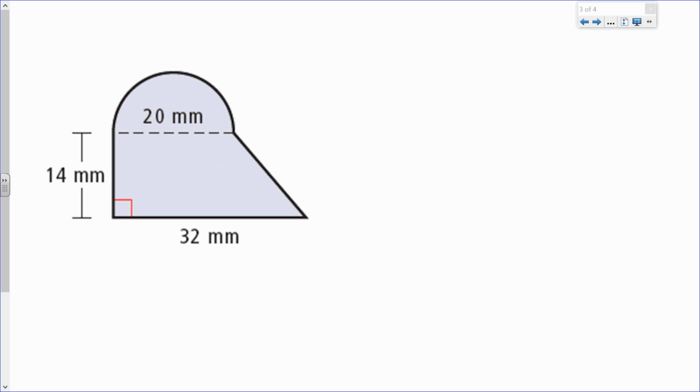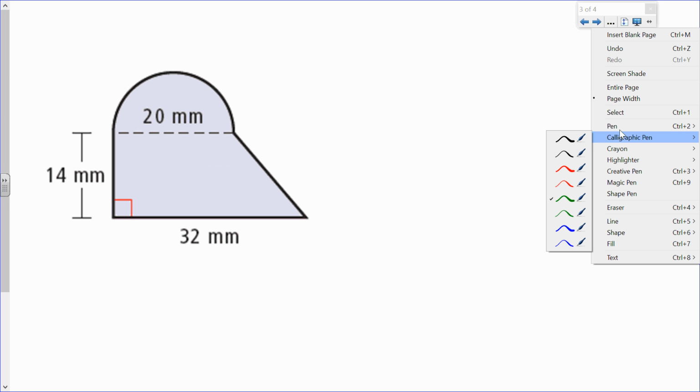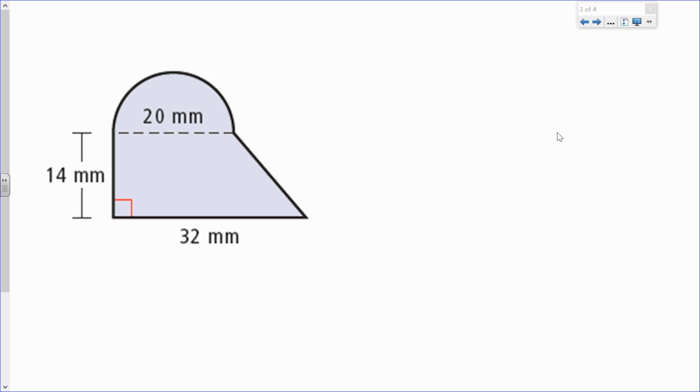Okay, so this is example 3. On this example, let's find the area only. So go to right on top, find area only.